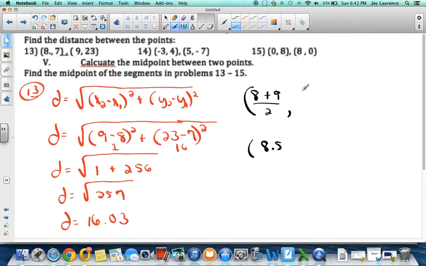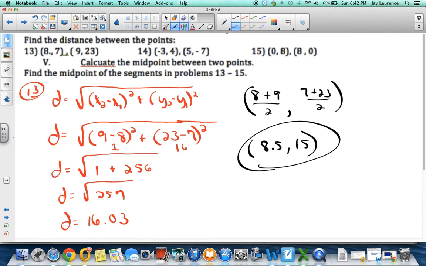And then the y's, I'm going to go 7 plus 23 divided by 2, which is 15. And there you go, there's the midpoint. All right, let's try 14.